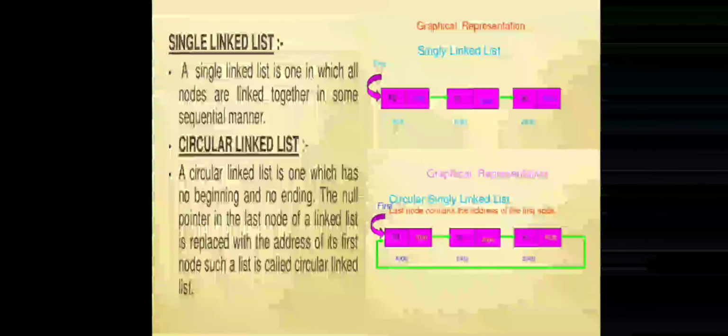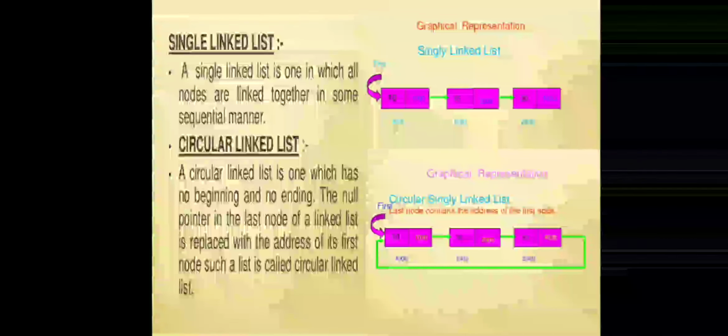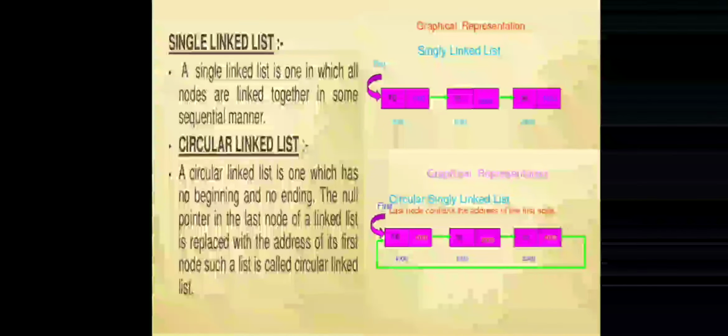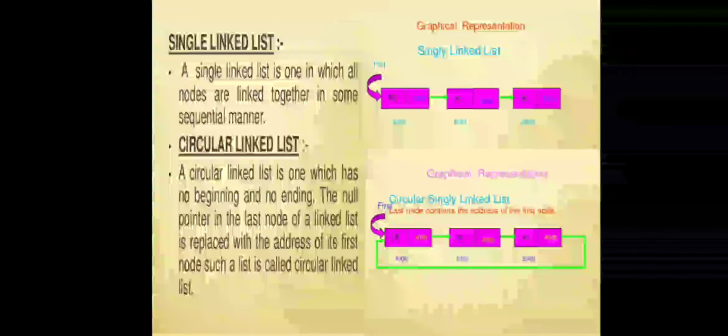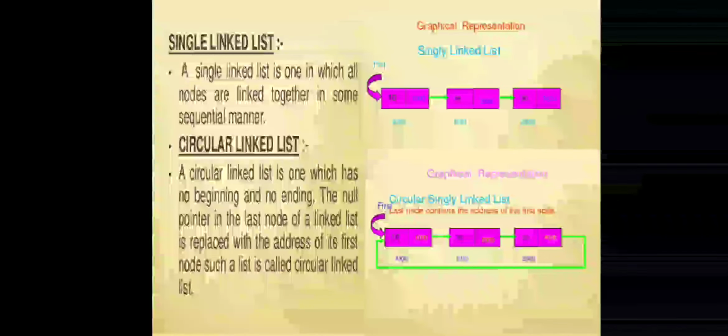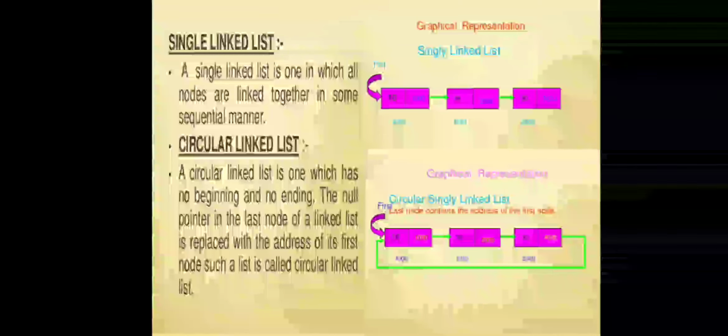Single linked list. A single linked list is one in which all the nodes are linked together in some sequential manner. It means that the nodes will be stored sequentially one by one. The last node of the link part should end with null to indicate the end of the linked list.